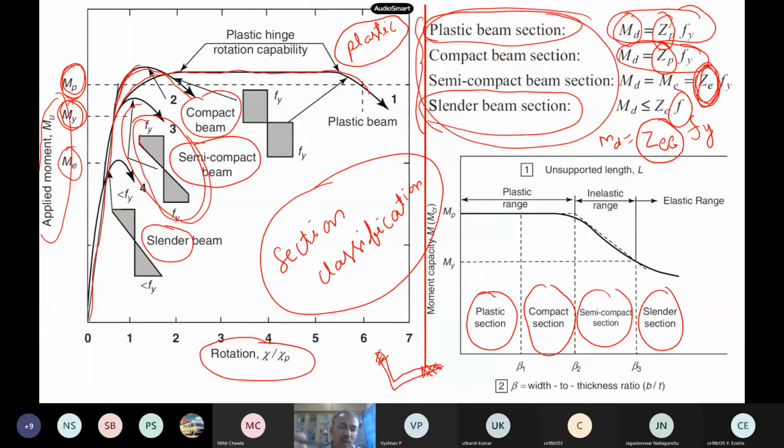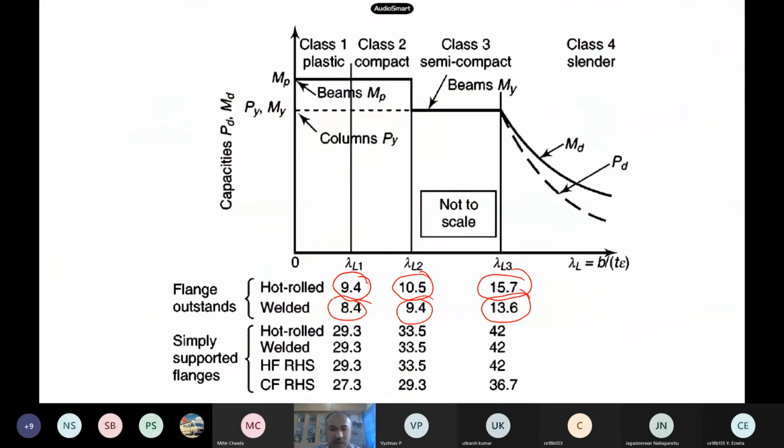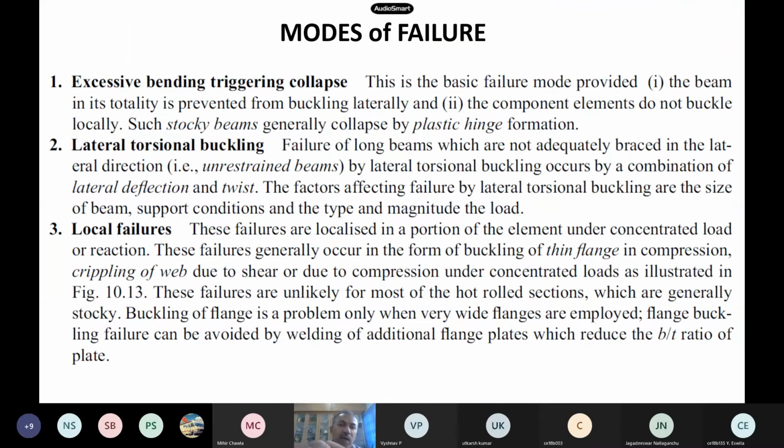So you should classify whatever section you are using, ISMB 300 or otherwise, and based on that you have to decide which one goes into your calculations: Zp, Ze, or the effective section modulus. So this is the next step. Now coming to the modes of failure, how many modes can your beams fail in? It is very straightforward. There are three modes of failure. Of course there are many, but most of them can be classified into three things.